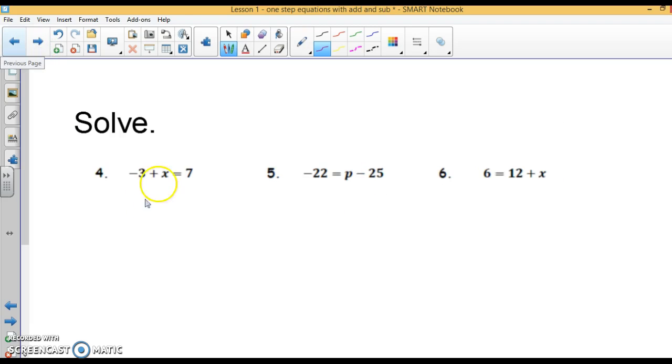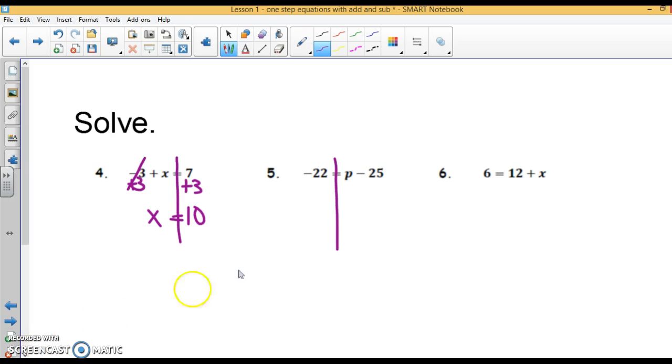Now, this one. How do I get this minus 3 over to the other side? What's the opposite of minus 3? I add 3. I always get the variable alone. So this will be 0. I'm left with x equals 10.